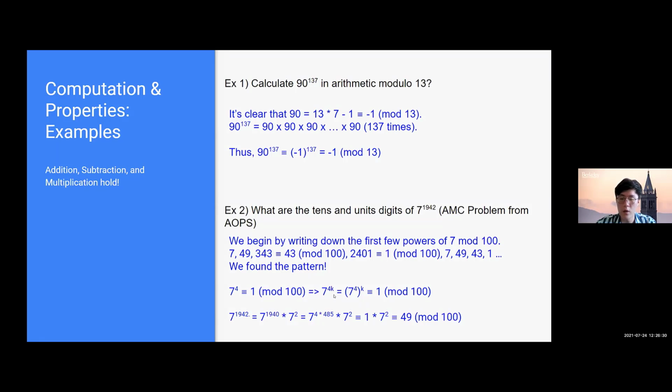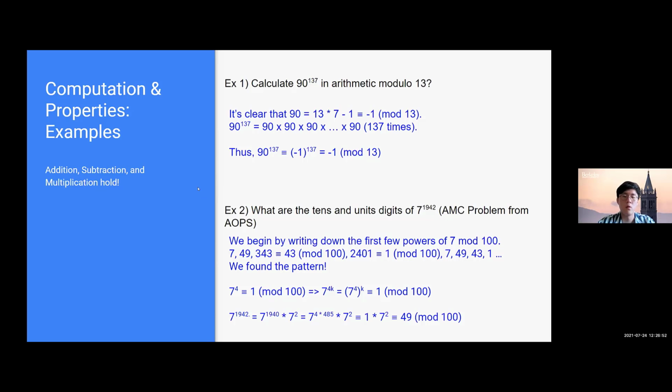You can factorize this into different powers of 7. The first power is 7 to the power of 4, which you already know is congruent to 1 mod 100. So the answer is just 7 squared, which is 49 mod 100. Yeah, thanks everyone, great job, and thanks for your participation.